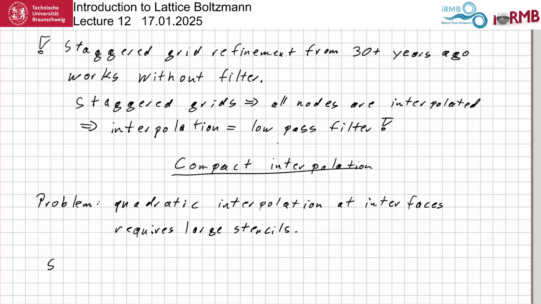So the solution to this is we try to reduce the stencil size by using what we have learned about the asymptotic analysis.